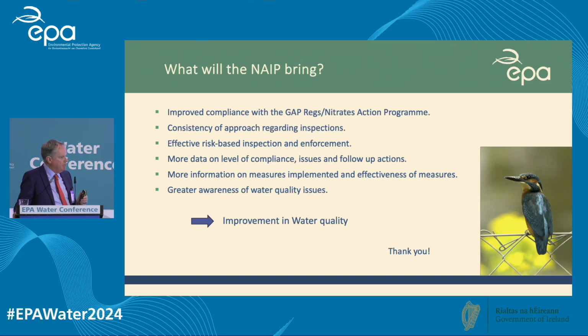Ultimately as well, and this is important, the data and the level of compliance and the issues and the follow-up actions, the information from that feeds back into the loop in terms of the measures being developed, in terms of what Wayne went through earlier on, the water quality reports: are those measures being effective or not? So the information being gleaned from the inspection programme will very much benefit and identify what additional measures are either working, or is there something else required in relation to it. Overall, it's supposed to be greater awareness on water quality issues, and ultimately it's what we're all here to achieve, an improvement in water quality.